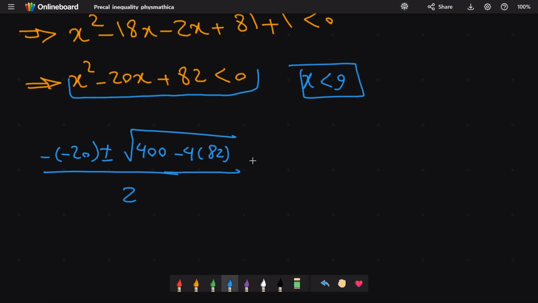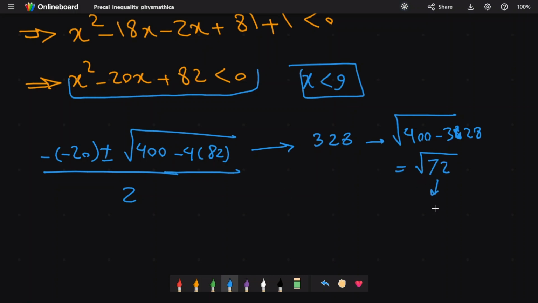Again, our a is 1, so it's going to be 2. Now let's solve this square root. So 4 multiplied by 82 is going to be 328. So I'm going to have 400 minus 328, which is going to be 72.